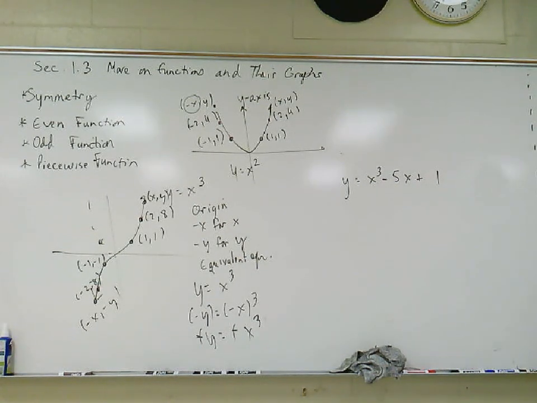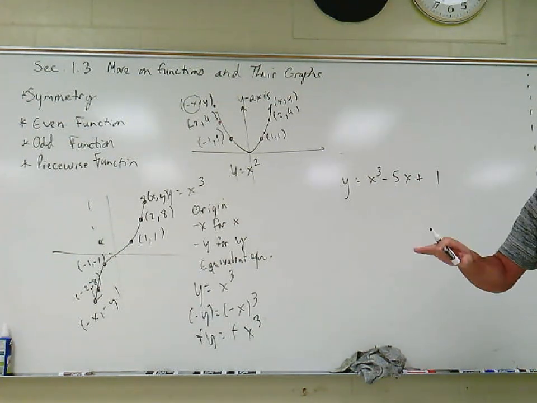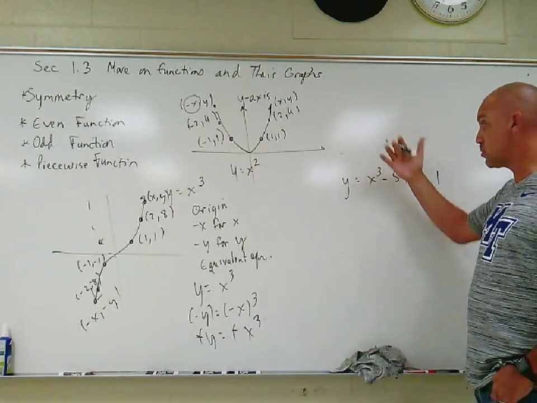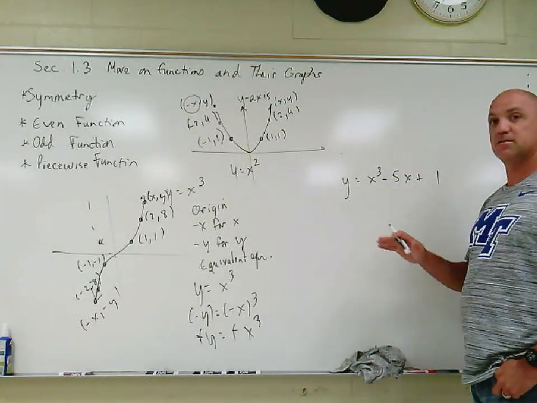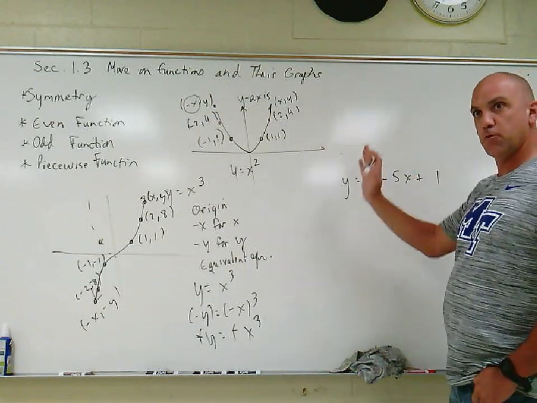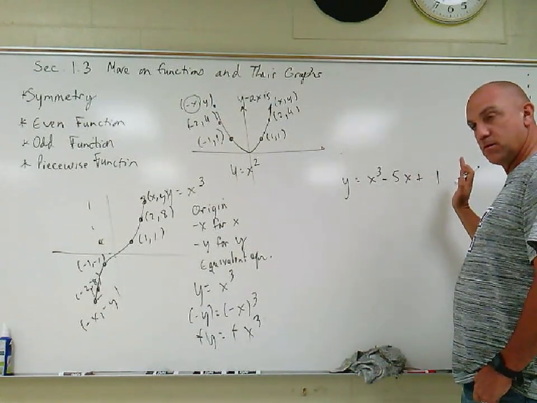If you think it's odd, what are you going to plug in? If you think it's symmetric about the origin, what are you going to plug in? Negative x and negative y. But you remember, you got to get the same equation. If you think it's y-axis symmetry, you would only plug in a negative x.